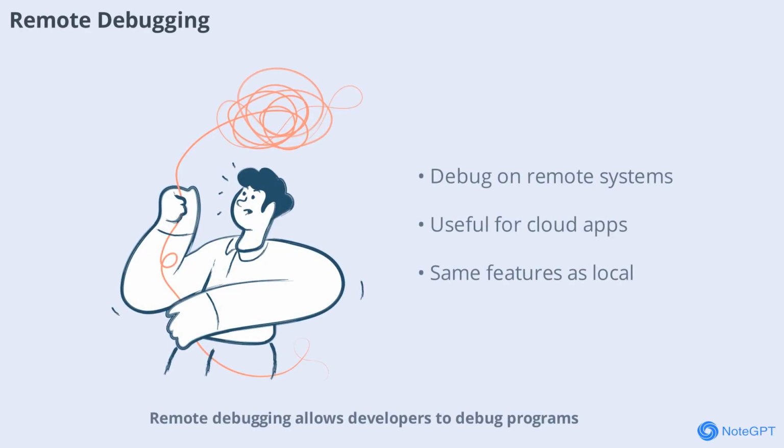Remote debugging allows developers to debug programs running on a different machine or environment. This is especially useful for cloud-based applications or systems that can't be accessed directly. Remote debugging tools connect to the target system, providing the same features as local debugging.